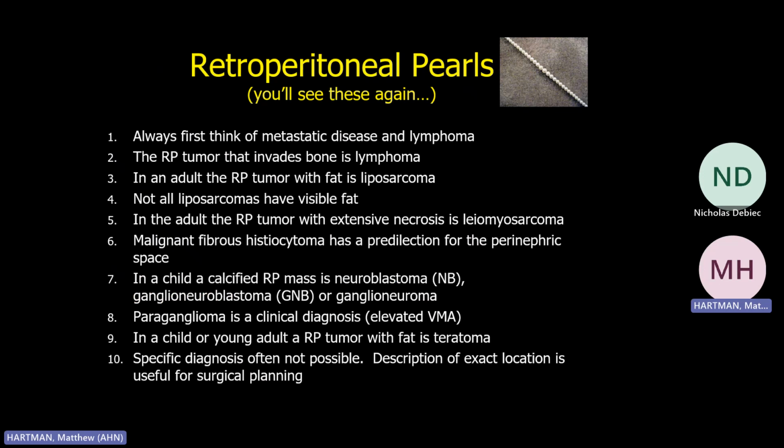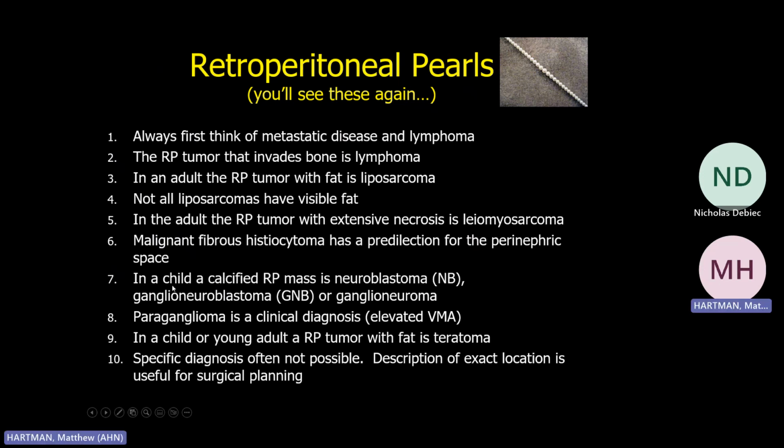So some pearls. Again, we'll see these when we do our interactive cases. Always think Mets, lymphoma. Number 2, a retroperitoneal tumor that invades bone is lymphoma. Number 3, if there is macroscopic fat, we made a big deal about this with our adrenal talk, think liposarcoma. However, not all liposarcomas will have fat, but keep that in mind, common things will occur commonly. Number 5, if you have a retroperitoneal tumor with lots of necrosis, think leiomyosarcoma. Number 6, a malignant fibrous histiocytoma has a predilection for the perinephric space.